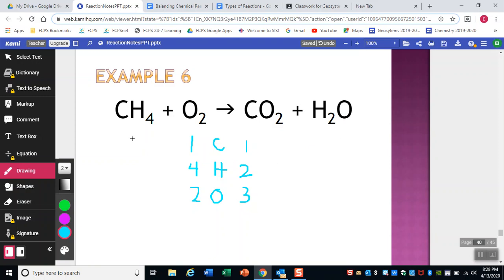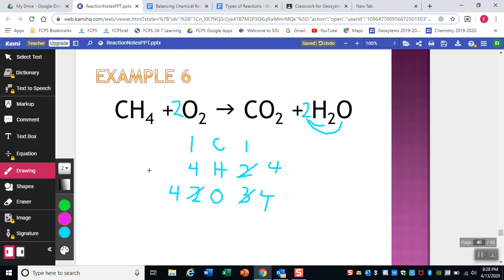So let's see, I want to have 4 hydrogens, right? So if I put a 2 here, that would give me 4 hydrogens here. And that would give me 2 plus 2, that would give me 4 oxygens. And we can make 4 oxygens over here, right? We'll just put a 2 in front. 2 times 2 is 4. And then let's see. Wow, that was way easier.